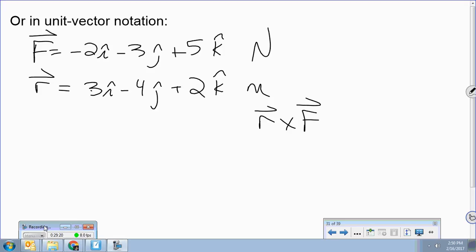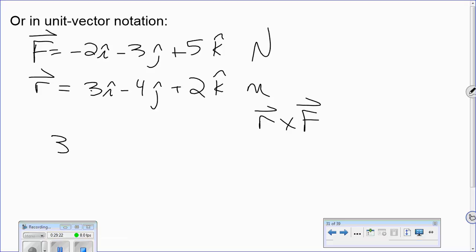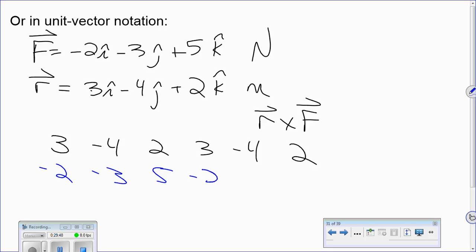So what you do is you write out both of your vectors. You do the first one first. So I'm just going to write out the components. 3, negative 4, 2, and then you do it again. 3, negative 4, 2. Did I show you guys this or no? Yeah? Okay. I thought so. And then you do the same thing with your second vector. You write it below. So negative 2, negative 3, 5. Oh, shoot. I wanted to write those in black. Oh, well. Negative 2, negative 3, 5.